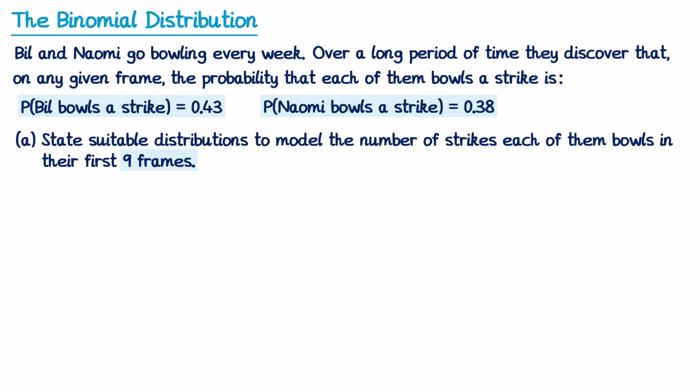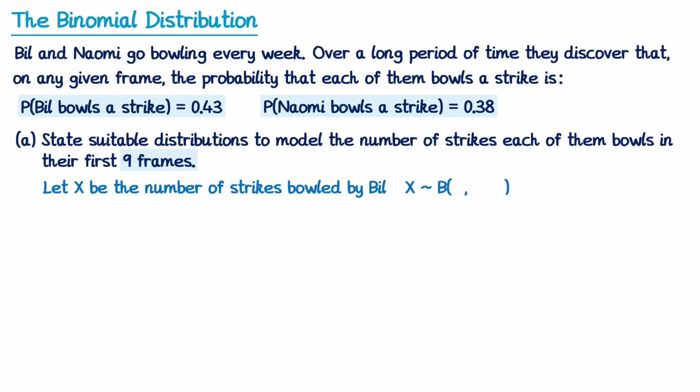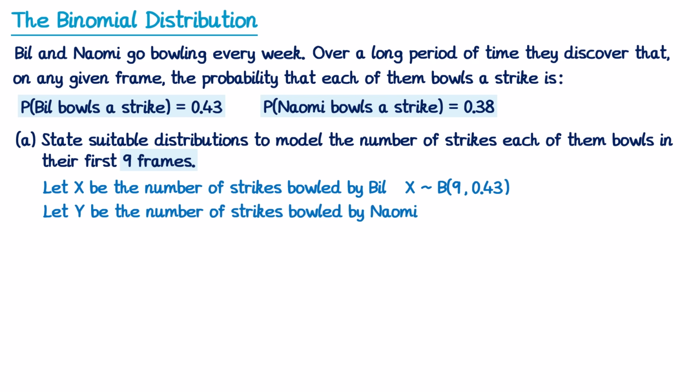So we're actually going to do 2 distributions here, one for Bill and one for Naomi. So for Bill then, we'll say let x be the number of strikes bowled by Bill, then x will be distributed binomially, and he's going to do 9 frames, so n is 9, and his probability of success is 0.43. Then for Naomi, we'll say let y be the number of strikes bowled by Naomi, then y will be distributed binomially. It's still 9 frames, so n is 9, but Naomi's probability of success is 0.38.